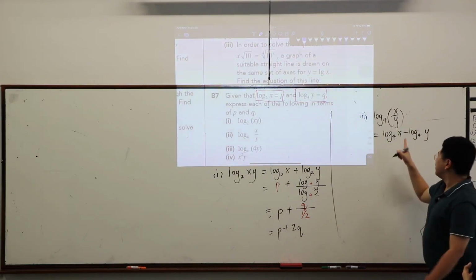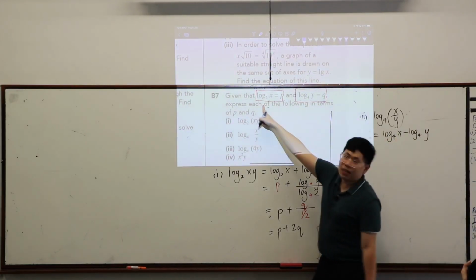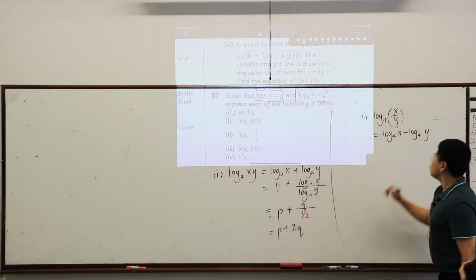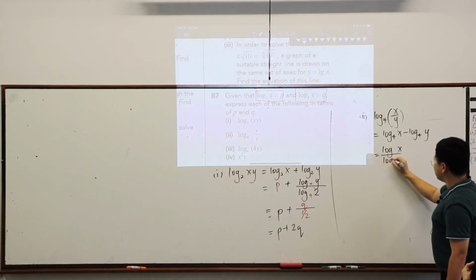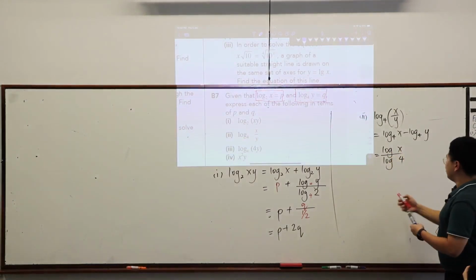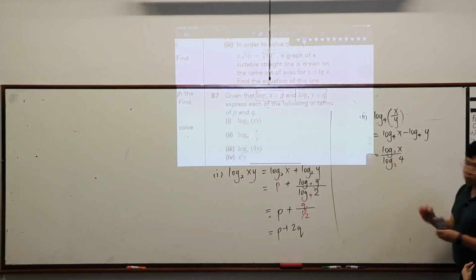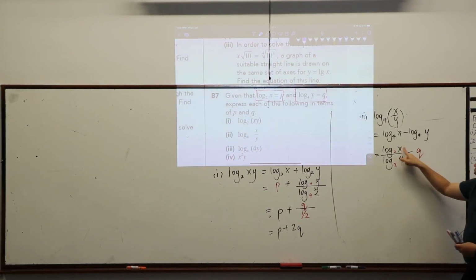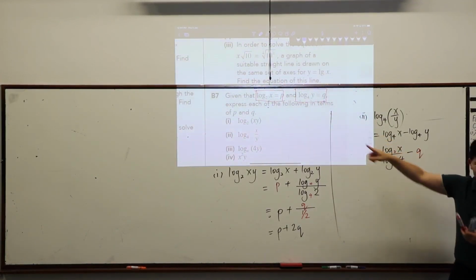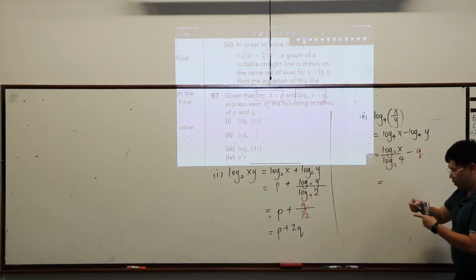Now the problem is, this one is not in the base that we want. We want base 2, so let's change this to base 2. Change base, change to base 2. Log 4y, very nice, this is equal to q, so we can substitute q inside here. Next, log base 2 of x is p, so we replace this with a p.